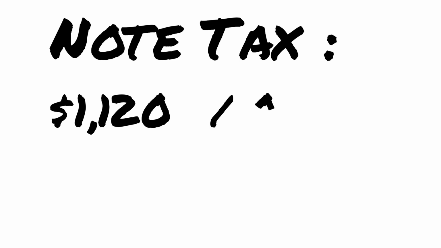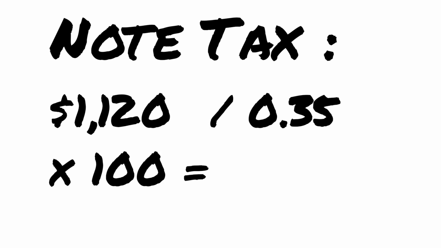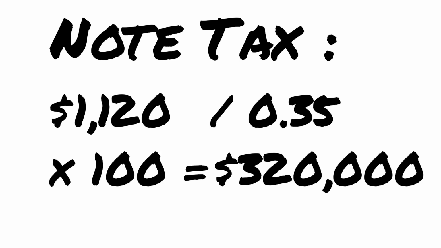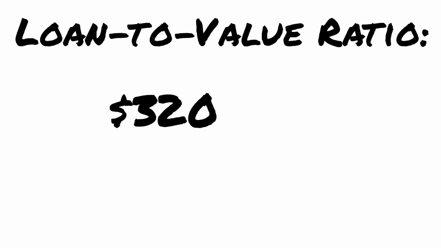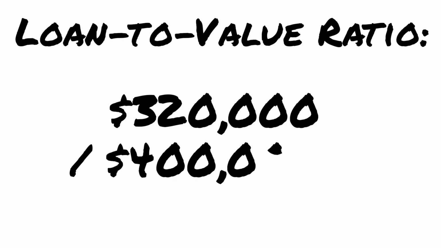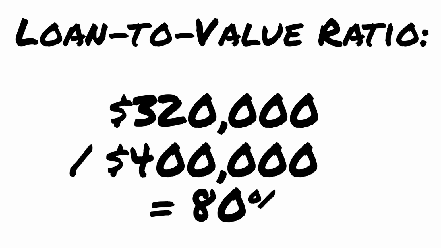For the note tax, the loan amount would be $1,120 divided by 35 cents times 100, which equals $320,000. Now we calculate the loan to value ratio by taking $320,000 and dividing it by $400,000, which gives us 80%.